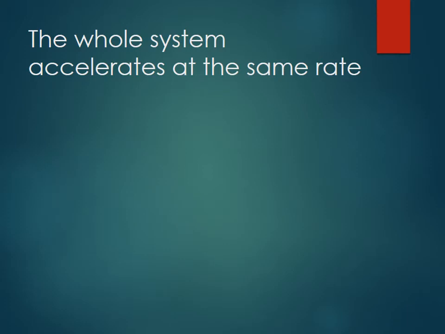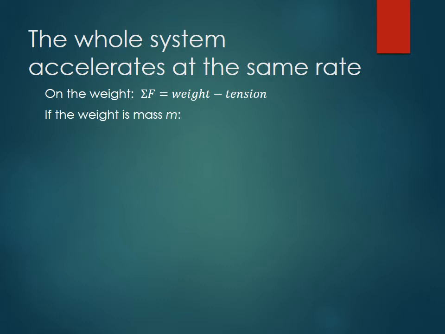And we have to remember the whole system accelerates at the same rate, right? The string doesn't get more or less slack throughout the process until the weight hits the ground. So the net force on the weight, or the masses, is the weight minus the tension. They're in opposite directions. If the weight is mass m, tension equals mg minus ma. Here I've chosen the downward direction to be positive because that's the direction the system is accelerating.